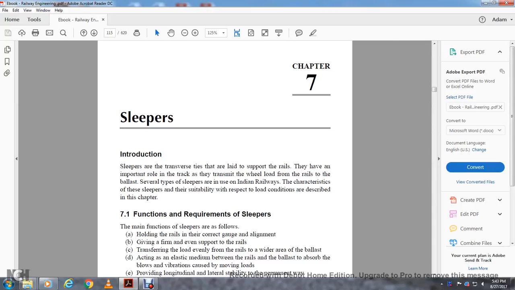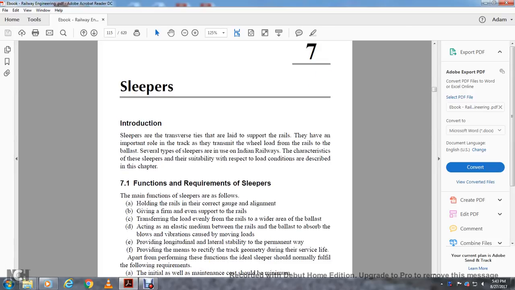Section 1. Functions and requirements of the sleeper. The main functions of the sleepers are: holding the rails in the correct gauge and alignment, giving the rail firm and enough support, transferring the load evenly from the rail to a wider area of the ballast, acting as an elastic medium between the rail and the ballast to absorb the blows and vibration caused by the moving load, providing longitudinal and lateral stability to the permanent way, and providing a means for rectifying the track geometry during the service life. Ideal sleepers should normally fulfill the following requirements.